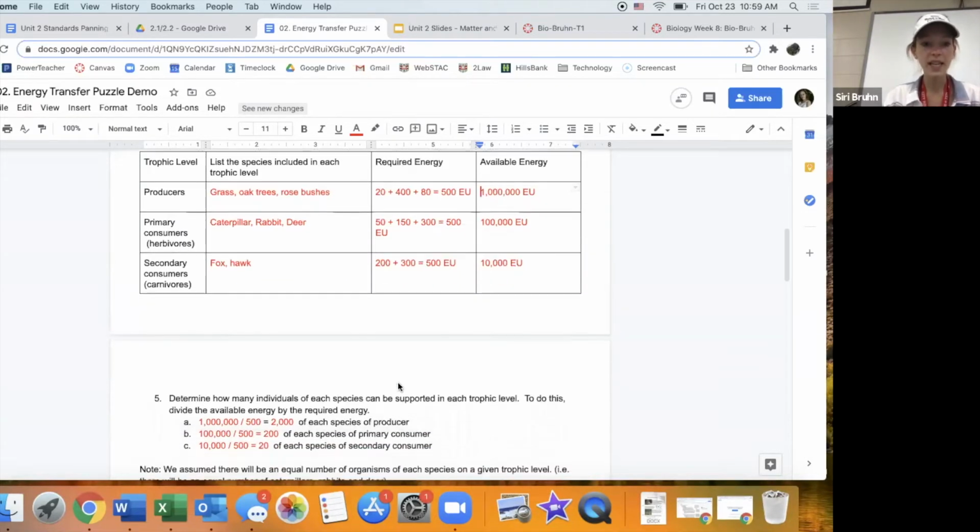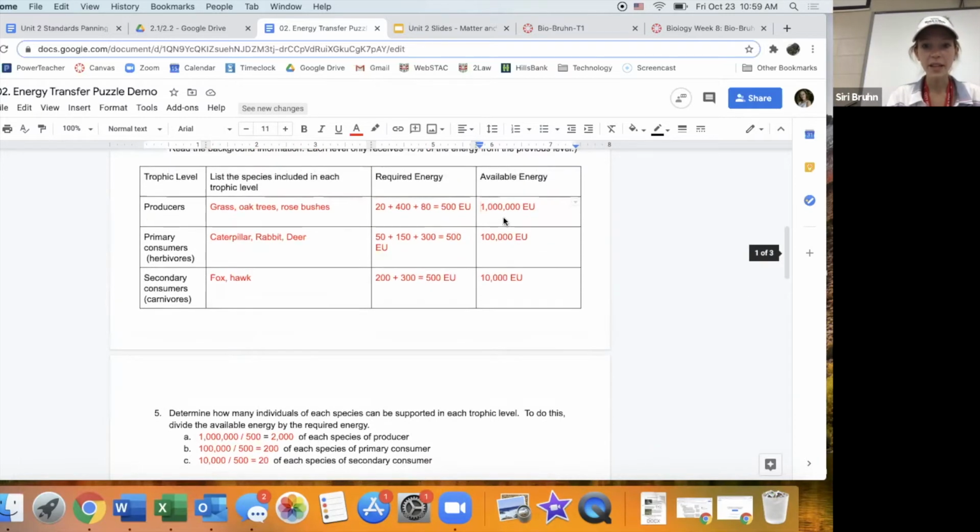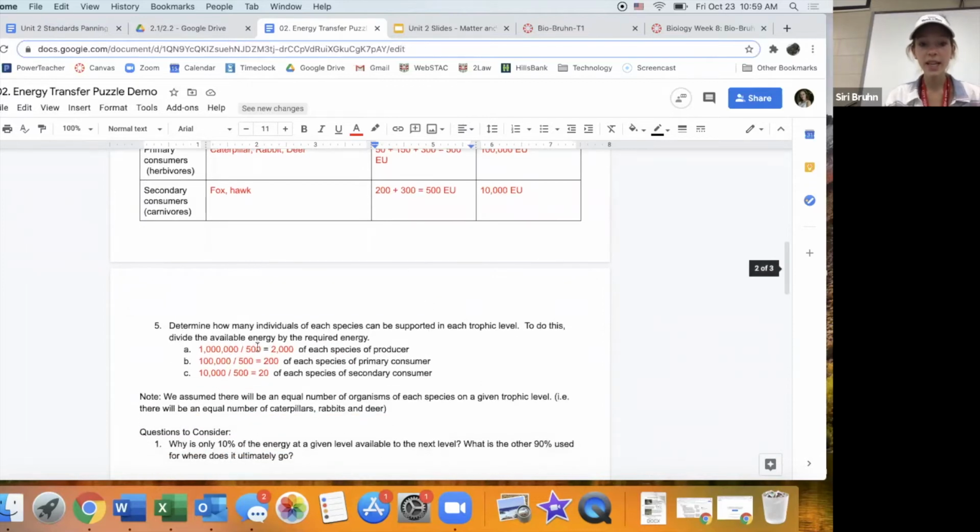And then the last little piece I needed to do was figure out how many of each species of the producers, primary consumers, and secondary consumers there could be, given the amount of energy available and the amount of energy that those things need. So I just divided. I've got 1 million units available to my producers. To have one of each, I need 500 units. If you're wondering why this works, I'm canceling units. I'm dividing energy units by energy units per species, so I end up with the number of each species.